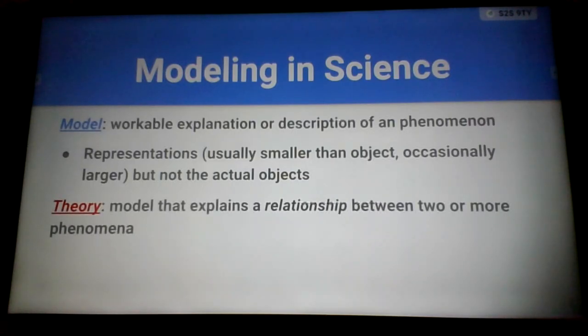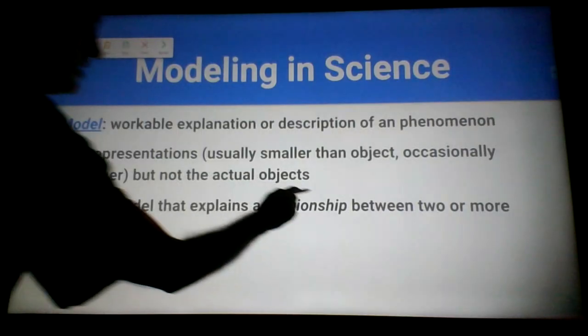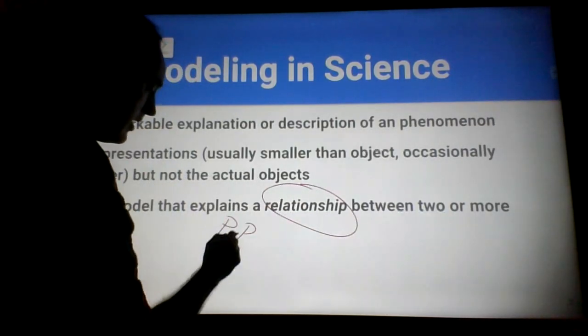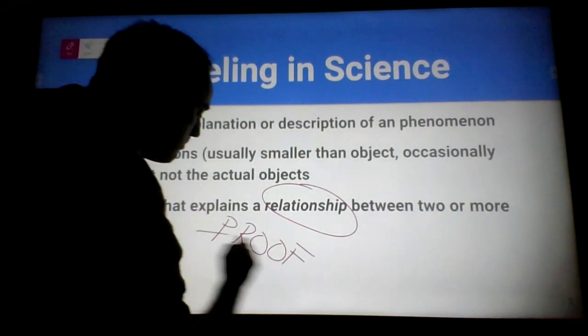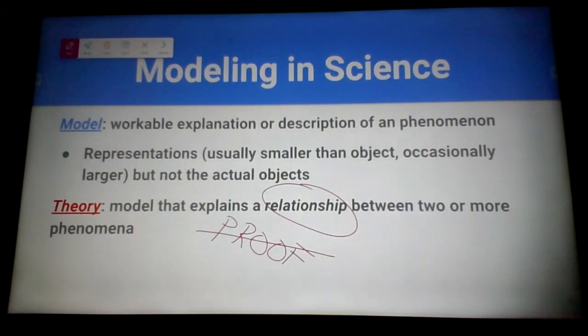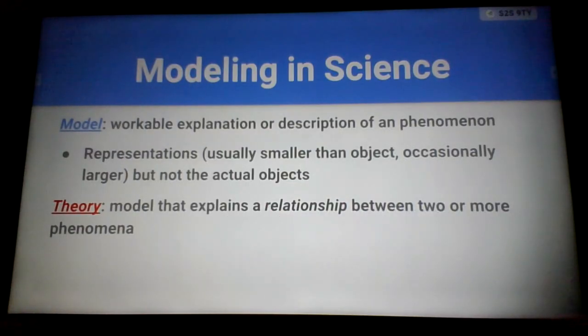In theory, a model will explain a relationship between two or more phenomena. This is your definition of a theory. An explanation of a relationship. The thing about theory is there is no actual proof that theories are correct. We just believe that theories are likely to be true, but there's no way to prove. And in many instances, theories can end up being shown to be false. But there's your definition of a theory, a model that explains a relationship between two or more phenomena.